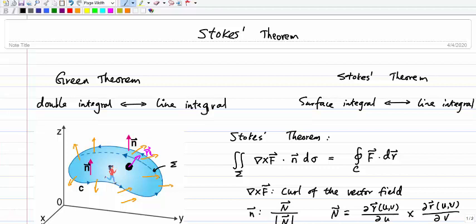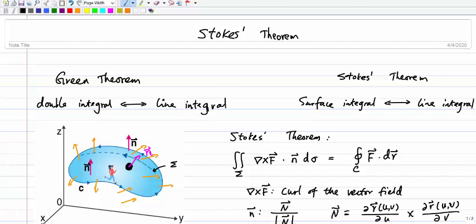Okay, in this video I'm going to talk about Stokes Theorem. Stokes Theorem is one of a series of theorems. The previous talk was about the Green Theorem, and this is the second theorem. It's called Stokes Theorem. The last theorem is called the Divergence Theorem.